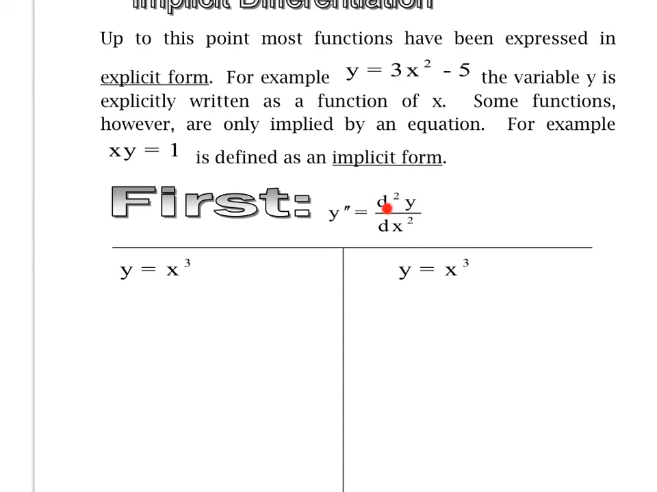And the 2, notice the 2 is in between the d and the y, but for the denominator it's actually dx squared. The 2's on the outside. You could think of this as the derivative of x squared. So let's talk about this.